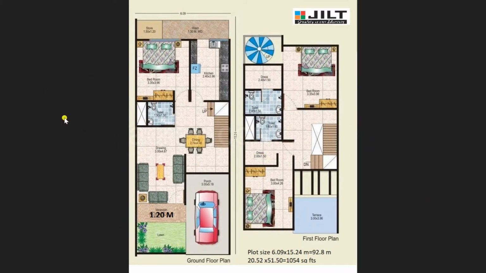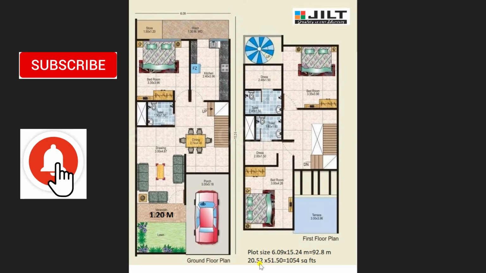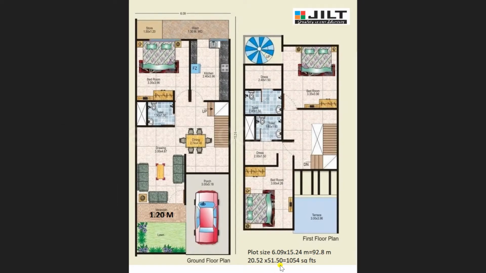Today I am going to discuss the ground floor plan and first floor plan with the dimensions of 6.09 by 15.24 meters, that is 92.8 square meters. The dimensions in feet are 20.52 by 51.50, that is a 1054 square feet plan. So it's a very small area, and we have adjusted it very nicely with car parking and 1 BHK.